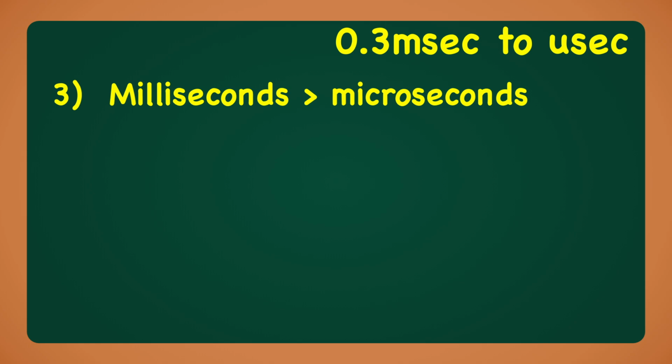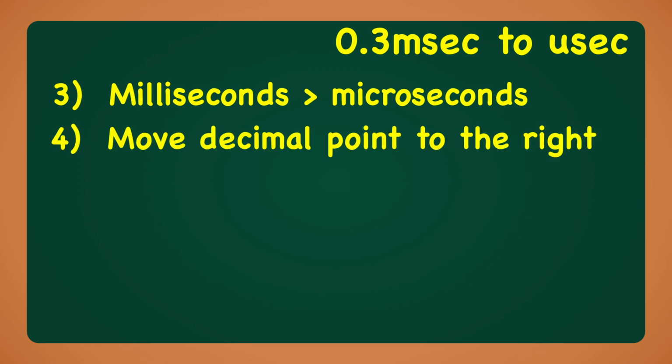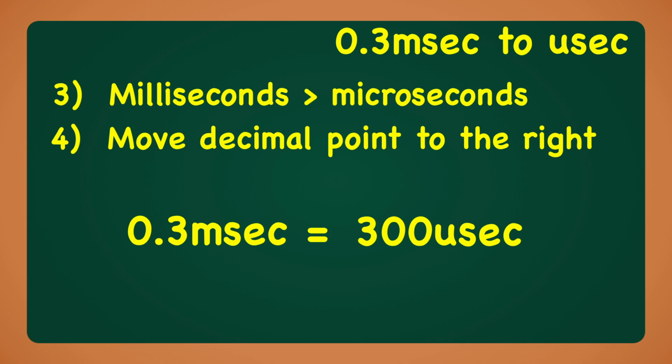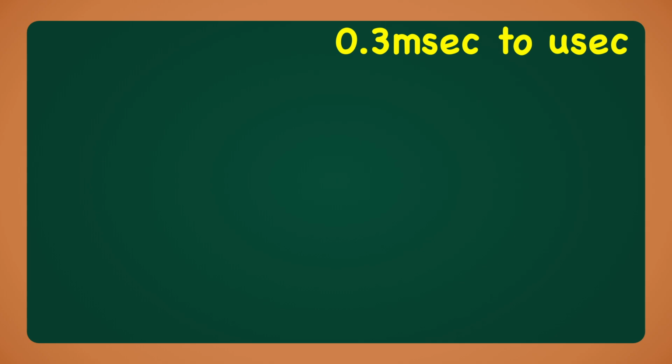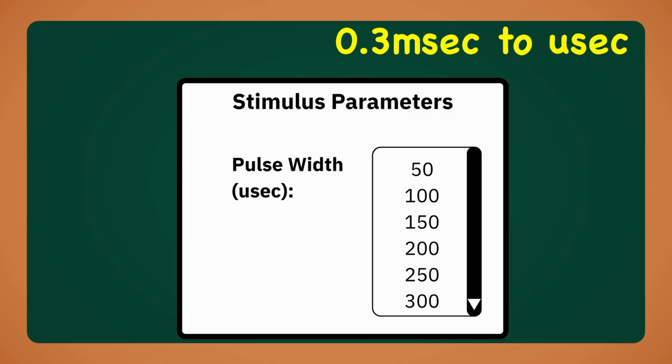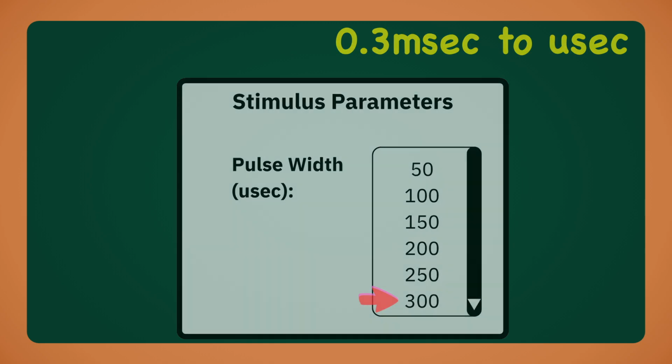Step 4. Move the decimal point in the appropriate direction. Since we're converting from a larger unit to a smaller unit, we move the decimal point to the right. Starting with 0.3 milliseconds, we move the decimal point 3 places to the right, giving us 300 microseconds. So 0.3 milliseconds equals 300 microseconds. On our stimulus parameter settings page, we select 300 microseconds. Our stimulus parameters are set correctly and we're good to go.